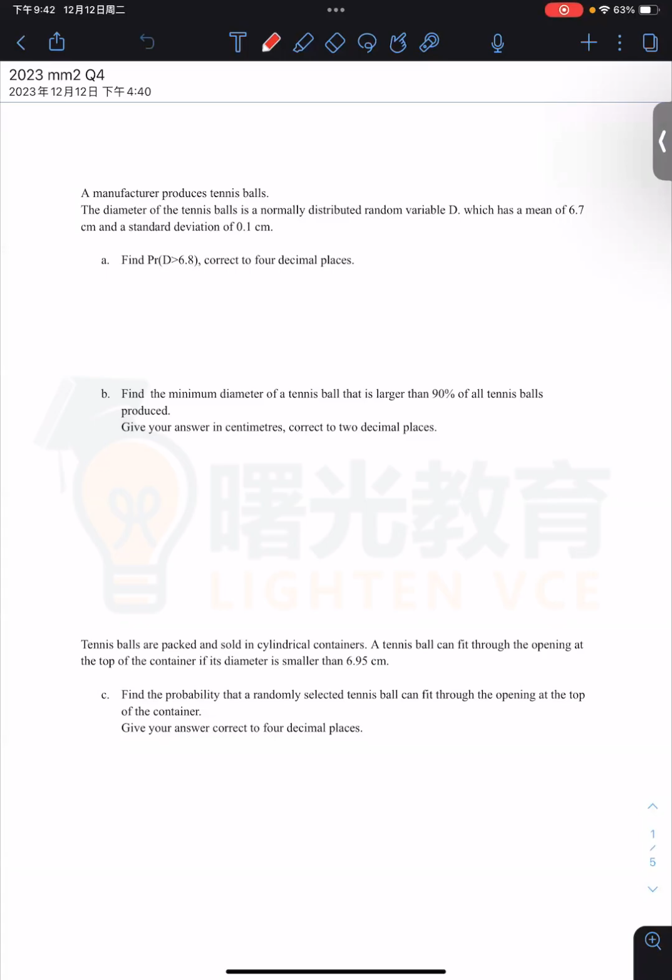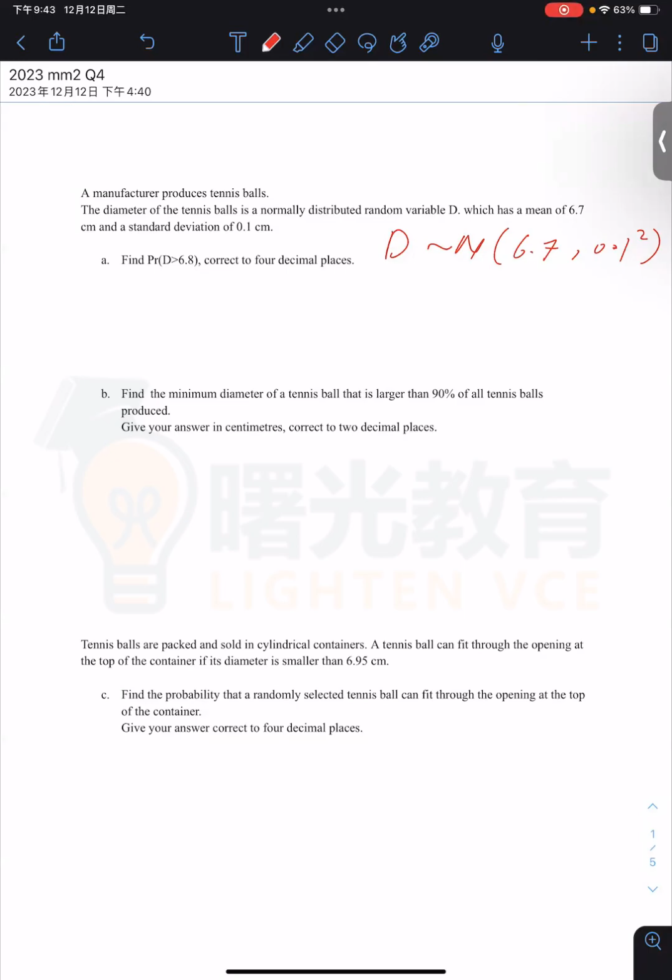All right, a manufacturer produces tennis balls. The diameter of the tennis ball is a normally distributed random variable D, which has a mean of 6.7 centimeters and a standard deviation of 0.1 centimeter. First, on your draft paper, you can just write that the variable D has mean 6.7 and variance 0.1 squared. The first one: find the probability that D is greater than 6.8, correct to 4 decimal places.